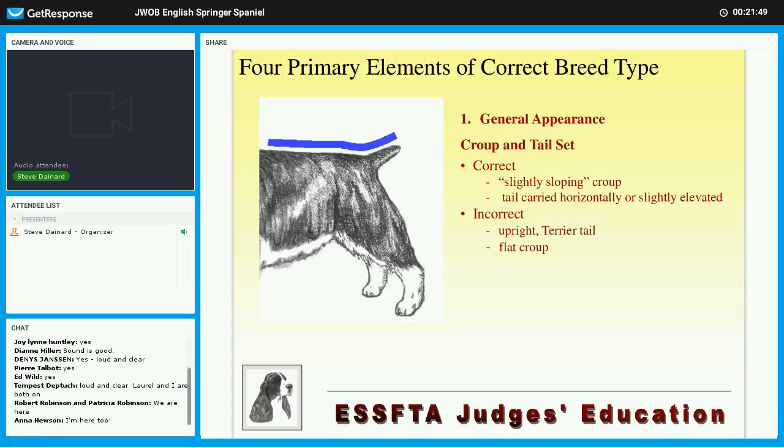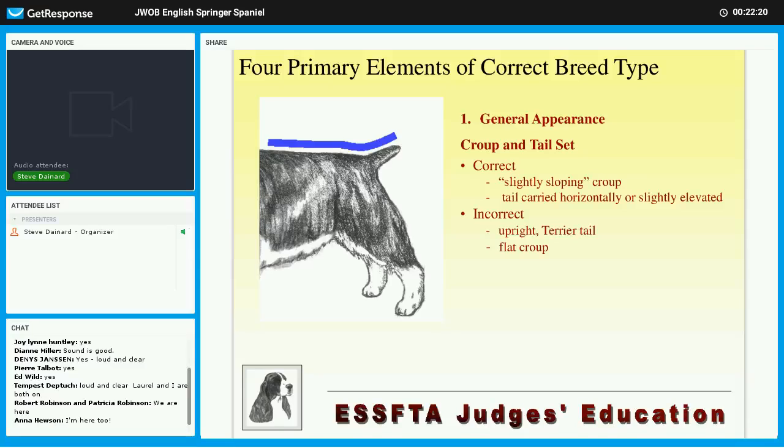Okay, so what that means is that the tail set is set a little bit lower. If handlers choose to fill in this area with hair to create an illusion of this being straight and continual, I would urge you to check that and feel beyond the hair. Again, personal preferences as far as presentation are concerned. It's your job to get in there and dig and actually feel for what the dog has.